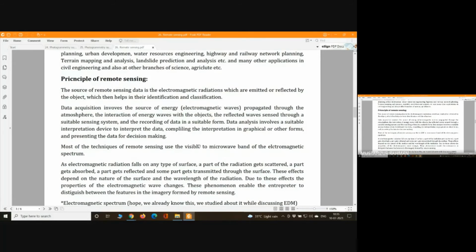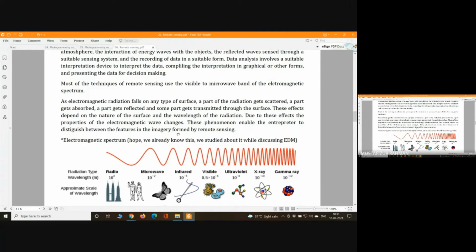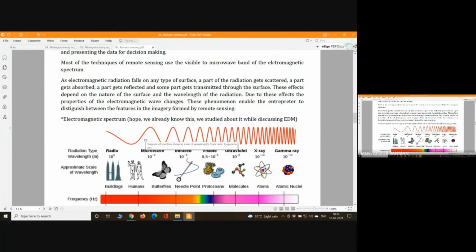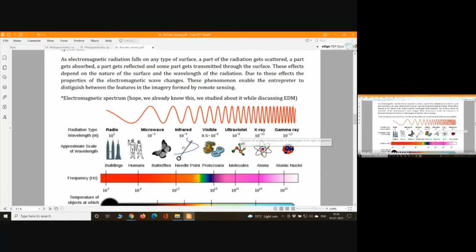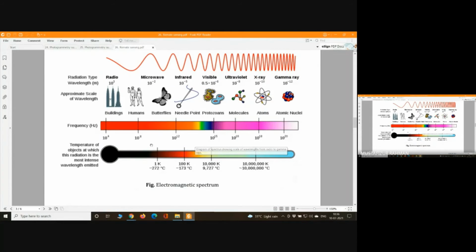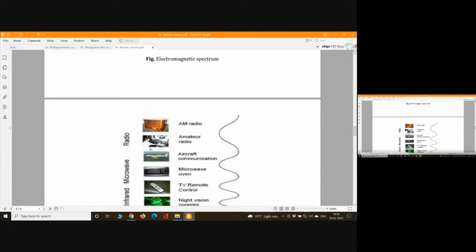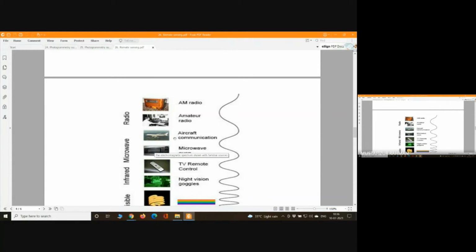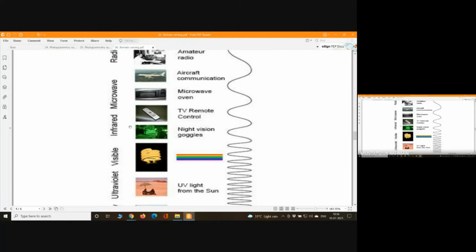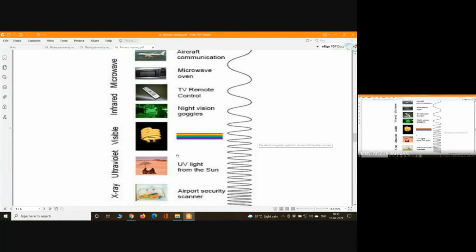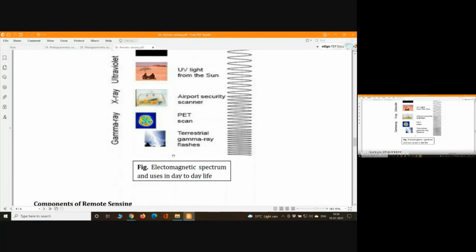Here I have written a few theories. You can go through them. The electromagnetic spectrum we have already discussed. What electromagnetic waves are used for what type of instrument is also mentioned here. You can go through them.